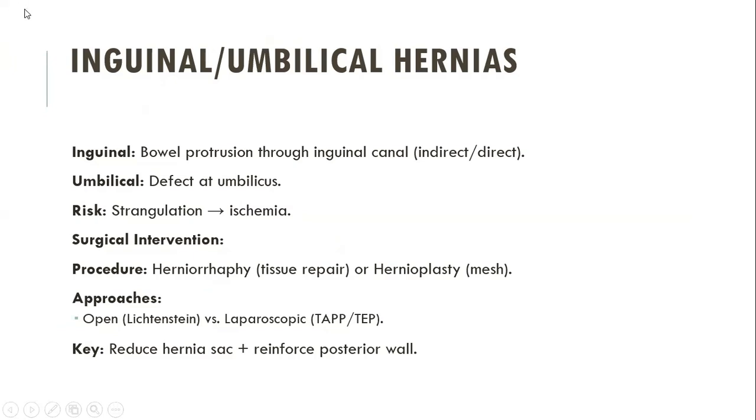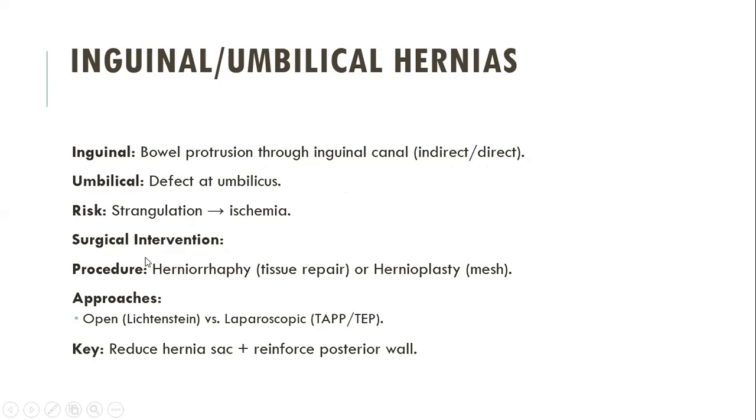Inguinal and umbilical hernias are protrusions of the bowel or any kind of tissue from your inguinal canal or your abdomen. Inguinal hernias are bowel protrusions through the inguinal canal, and these can be direct or indirect. Umbilical hernias are defects at the umbilicus, and again, these hernias have a risk of strangulation. In strangulation, the blood vessels are compressed, and there can be a risk of ischemia.